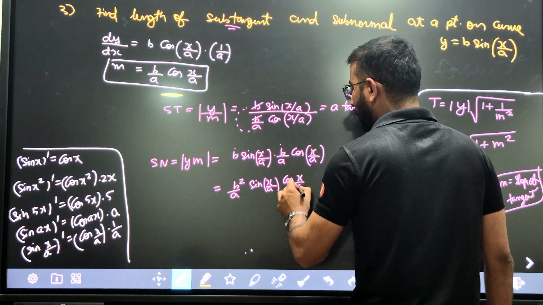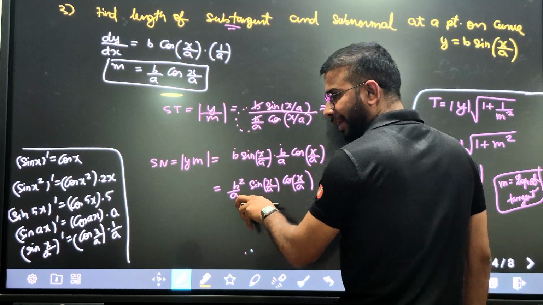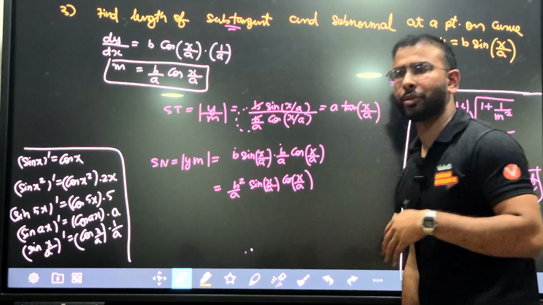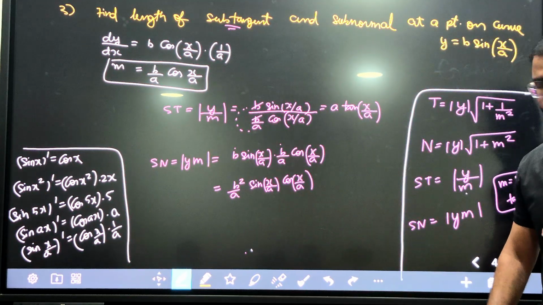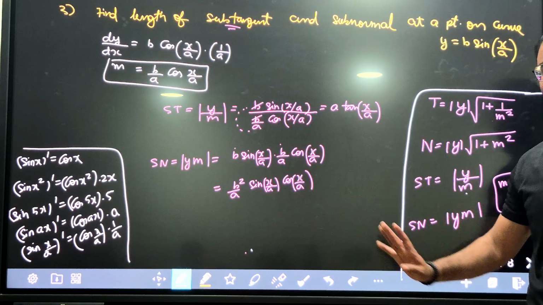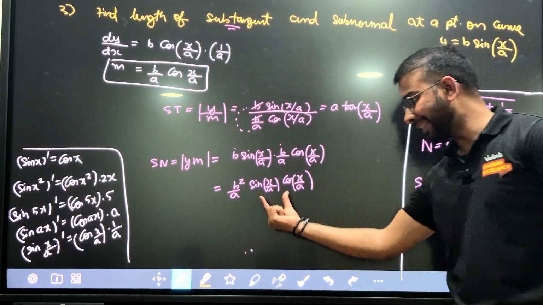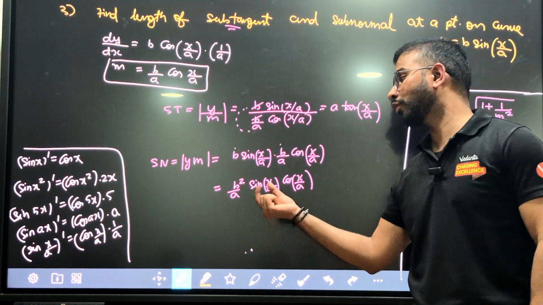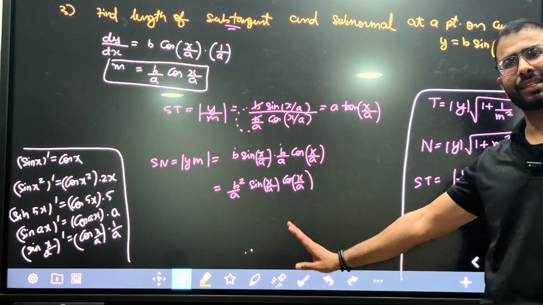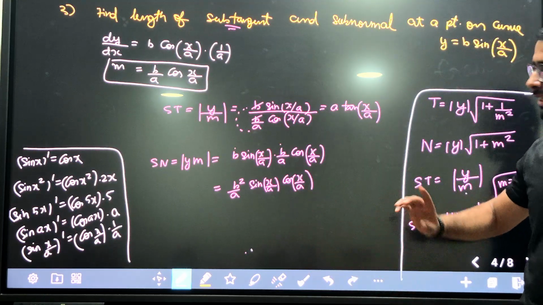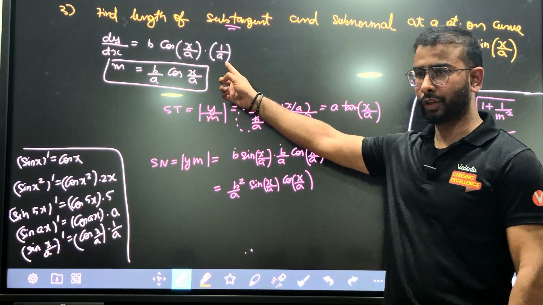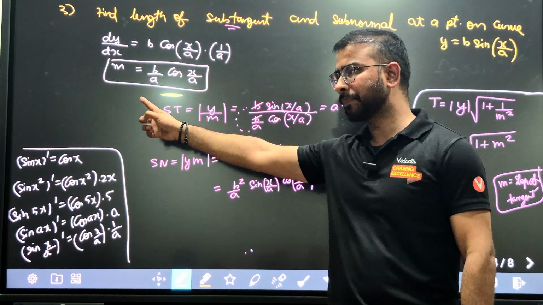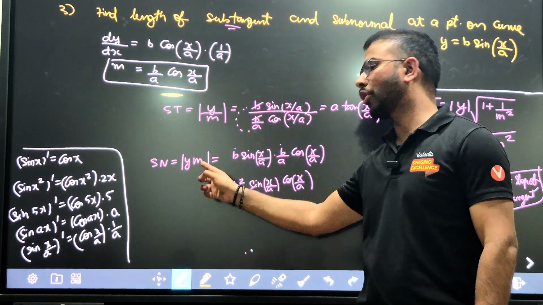Now some books write this by multiplying and dividing by 2, using 2 sine theta cos theta, which becomes sine 2 theta. That is also correct, and this is also correct. So you can leave the answer here only. I'm not intentionally writing that so that most of you won't get confused. You leave the answer here only, that's fine. So it's very easy. We'll differentiate the function. Don't forget this 1 by a. You will get m, then subtangent y by m, subnormal y into m.